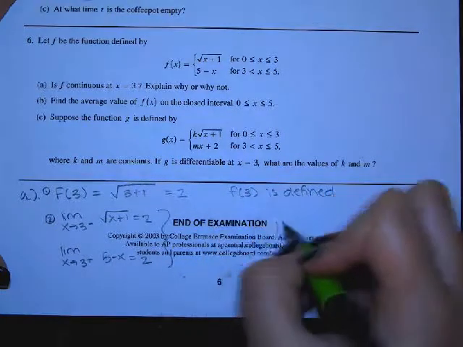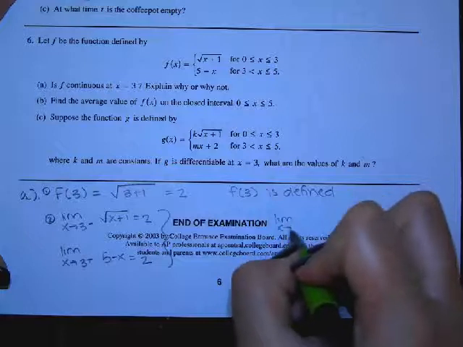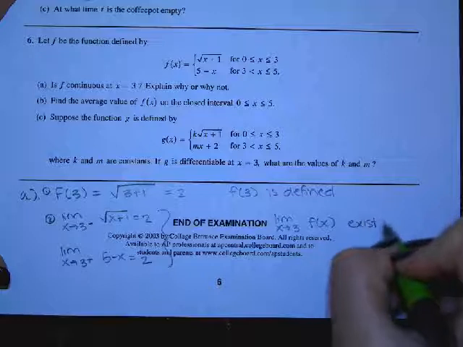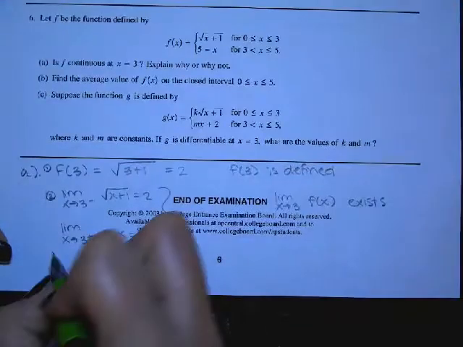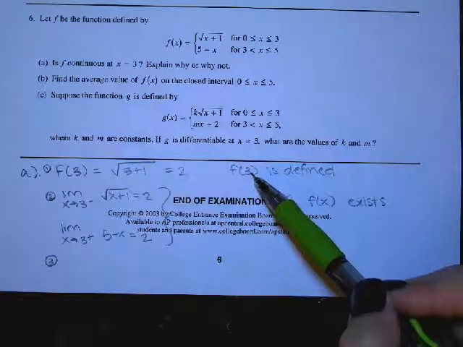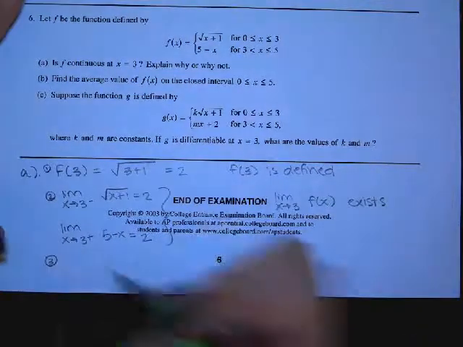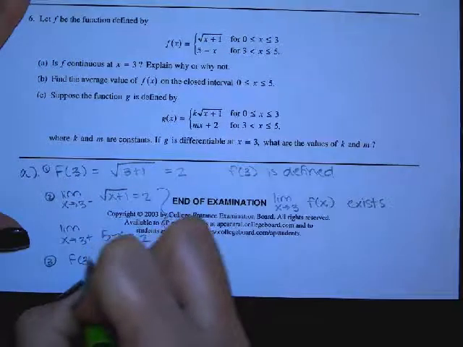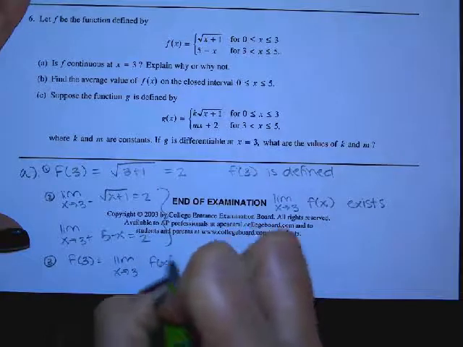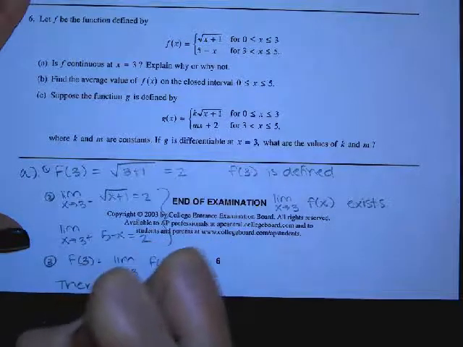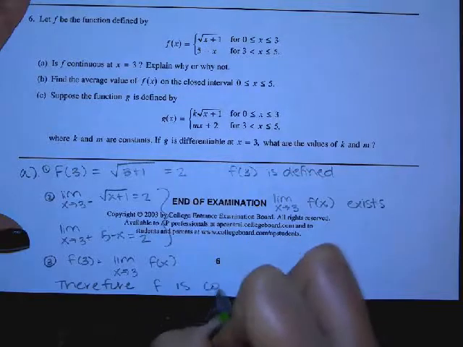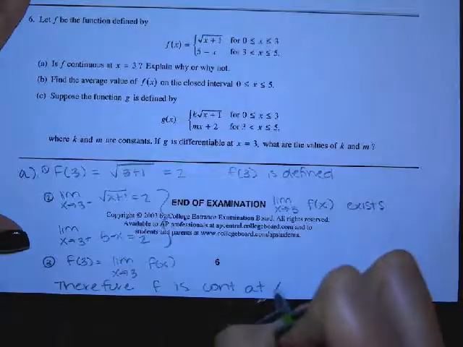Therefore, I'm going to say that the limit as x approaches 3 of f of x exists. And then the third part of the definition says that whatever you get when you plug in 3 is the same as the limit. So f of 3 equals the limit as x approaches 3 of f of x. And so now we can conclude f is continuous at x equals 3.